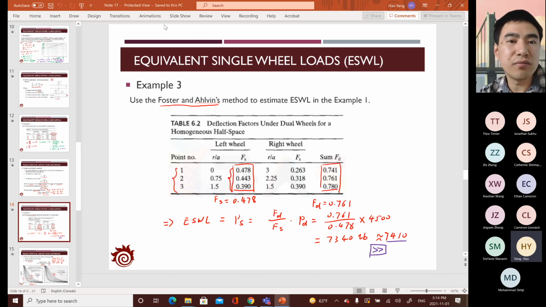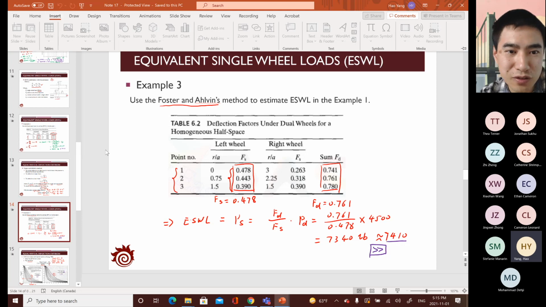And then you will find that for the calculation, you need to find the maximum value of these two columns. For the left column, for the single wheel, the value is 0.478. For the dual wheel, I guess I typed something wrong here. I'm trying to modify it as I introduce this one.